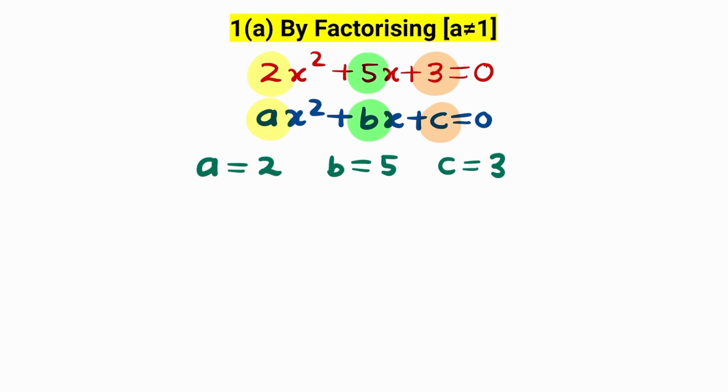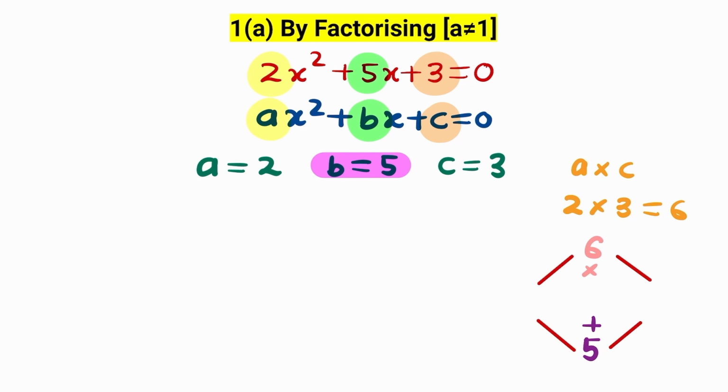Now, after identifying the a, b and c values, we have to factorize the quadratic equation. In order to do that, we first have to multiply the a and c values together. So here, what are the a and c values? The a value is 2 and the c value is 3. So we have to multiply 2 and 3 together. What is 2 times 3? 2 times 3 is 6. And then after that, we should think of two numbers that would multiply to get 6 and also add up to get the b value, which is 5.